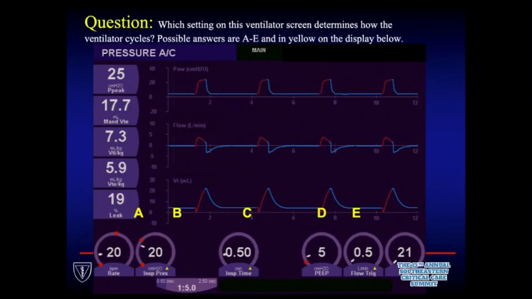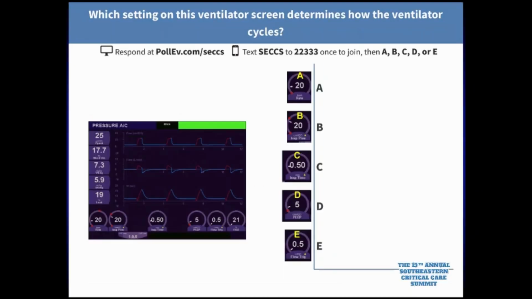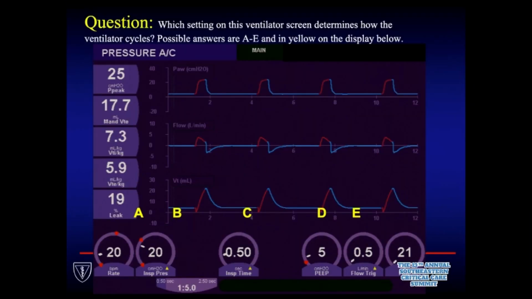So, which setting on the ventilator screen determines how the ventilator cycles, or when the ventilator cycles? And the possible answers are A through E down at the bottom. So get your answer in mind. It may be hard to read on this slide, but A is the rate, inspiratory pressure, B, inspiratory time, PEEP, flow trigger.